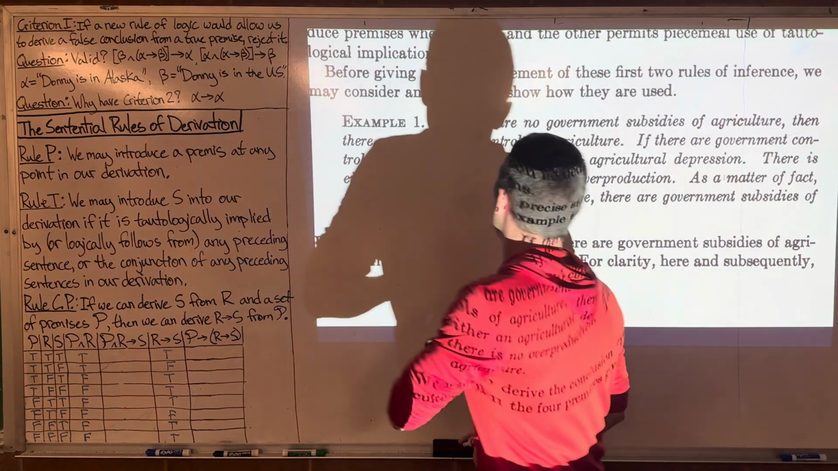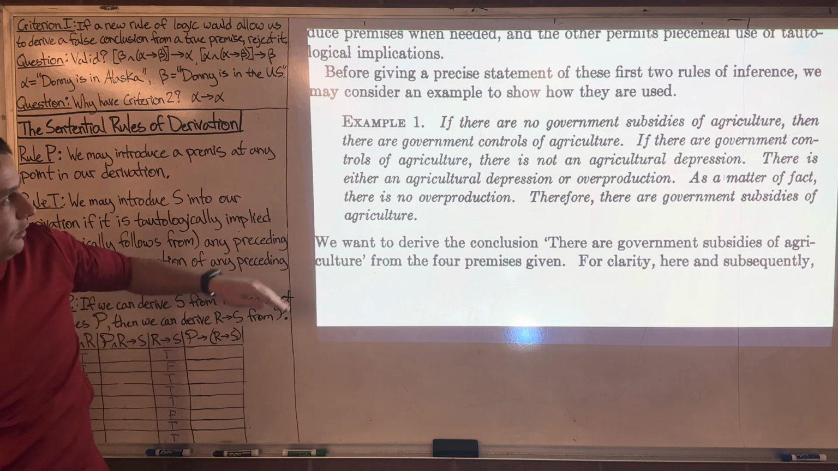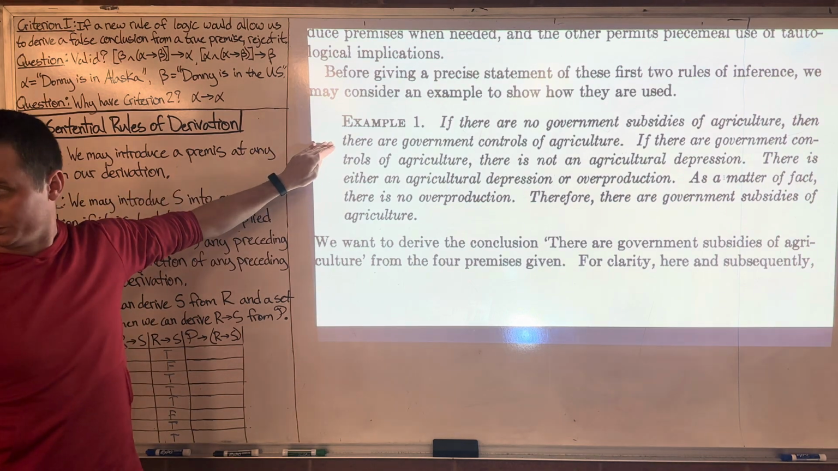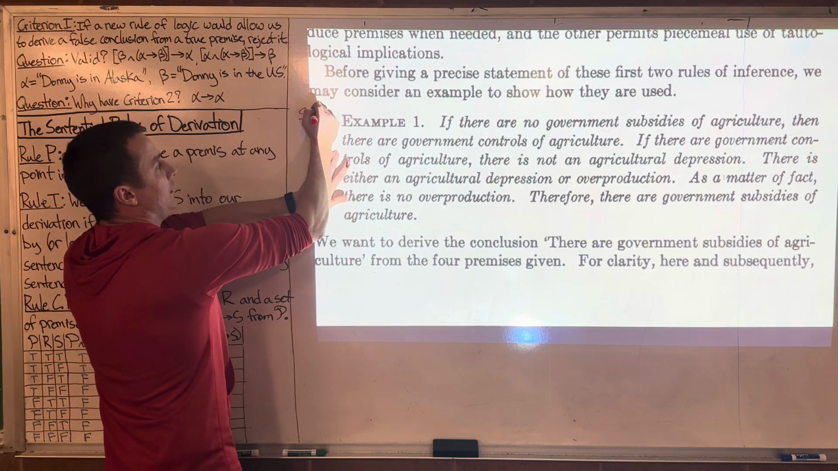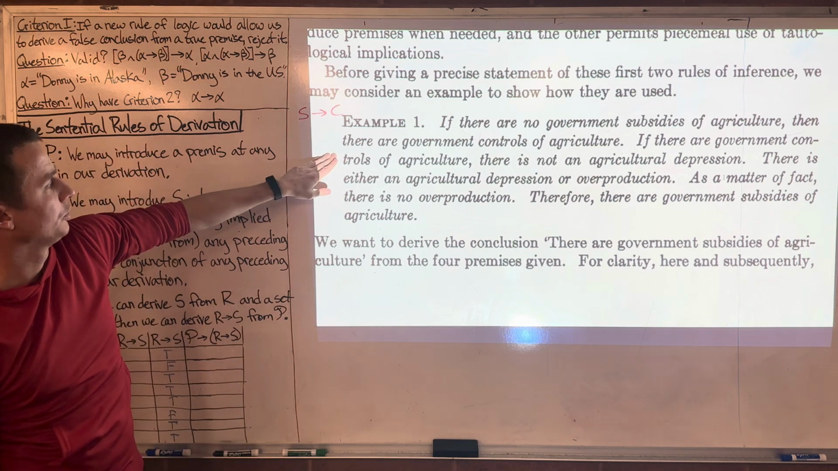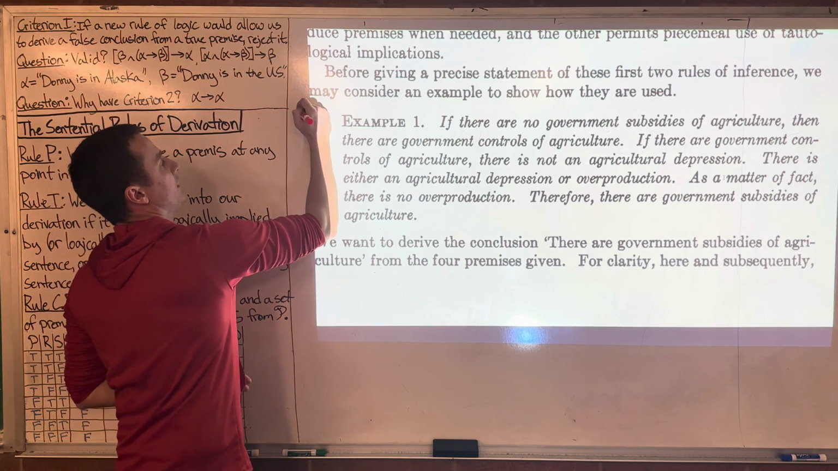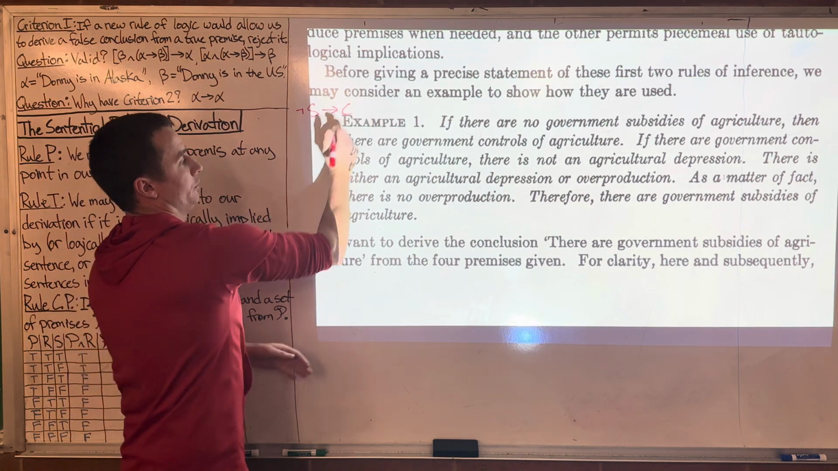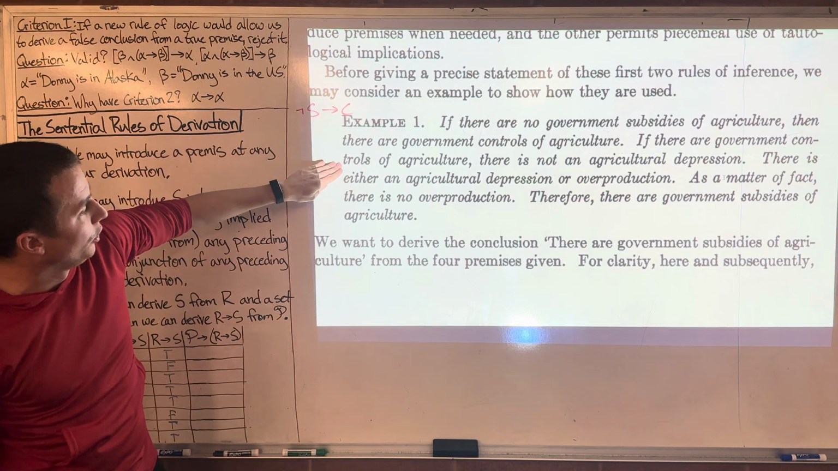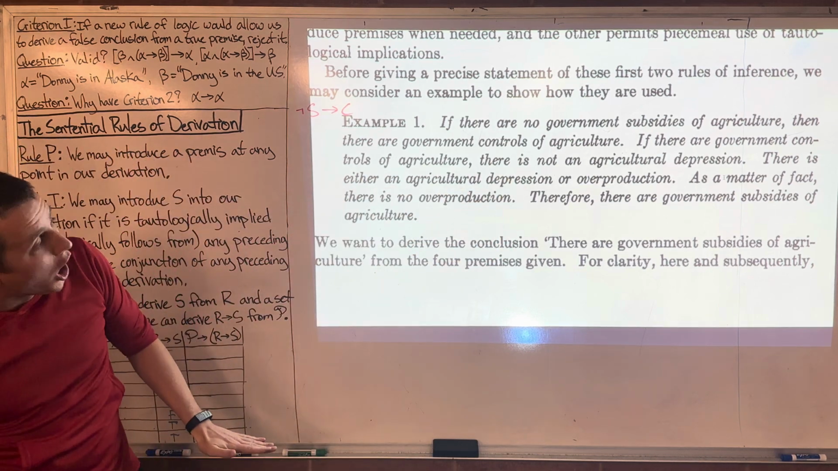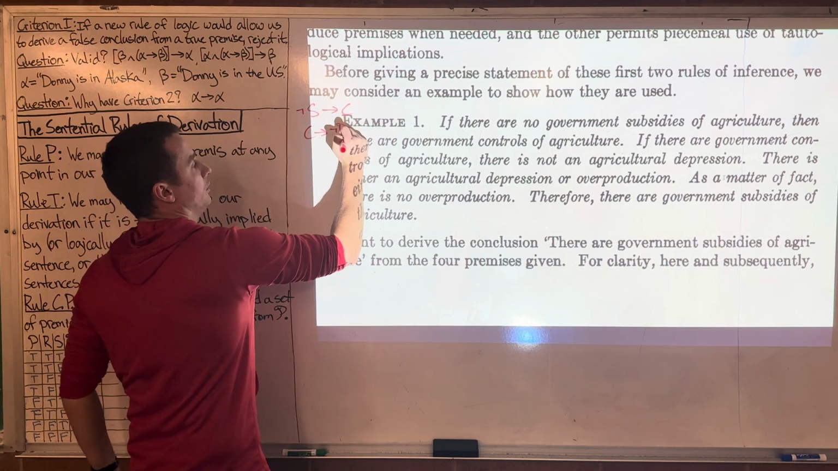So here's what we're going to prove. If there are no government subsidies of agriculture, then there are government controls of agriculture. I'm going to symbolize that sentence. The structure of it is something like subsidies implies controls. Or did it say no controls? No subsidies. No subsidies implies controls. So not S implies C. Next sentence is, if there are government controls of agriculture, then there is not an agricultural depression. So C implies not D.